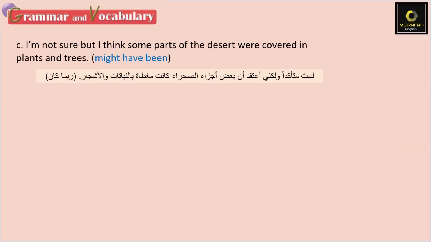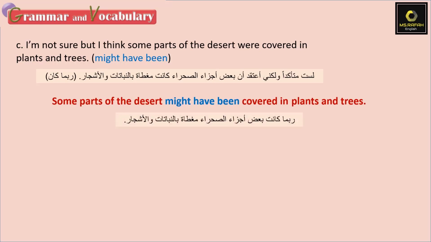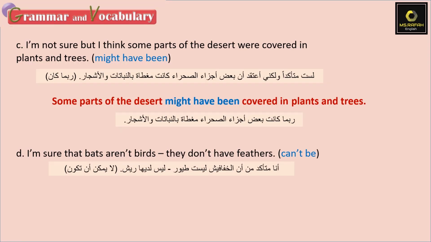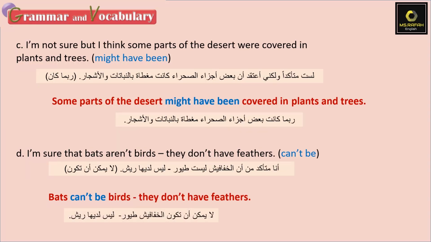I'm not sure, but I think some parts of the desert were covered in plants and trees. Might have been. Some parts of the desert might have been covered in plants and trees. I'm sure that bats aren't birds. They don't have feathers. We're going to use can't be. Bats can't be birds. They don't have feathers.